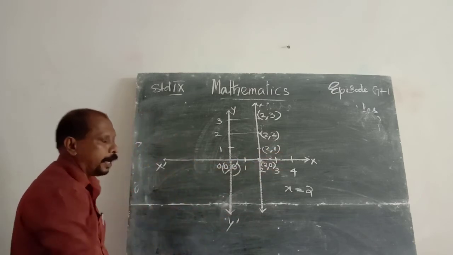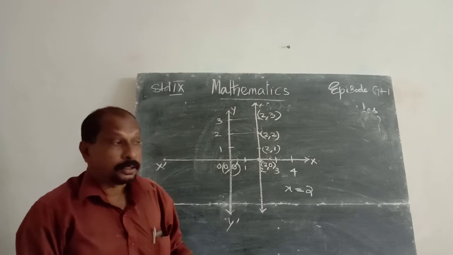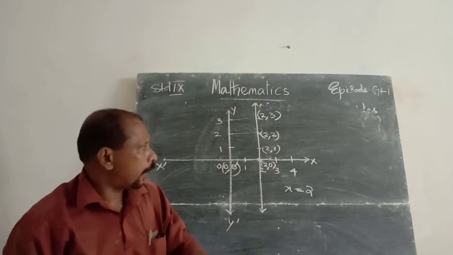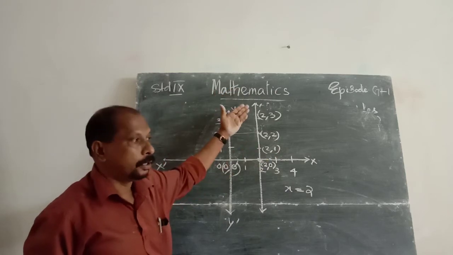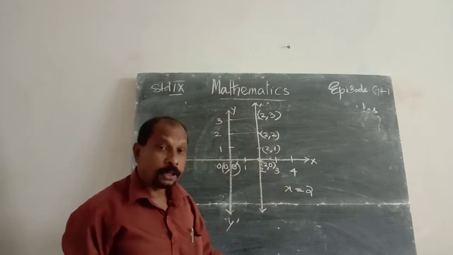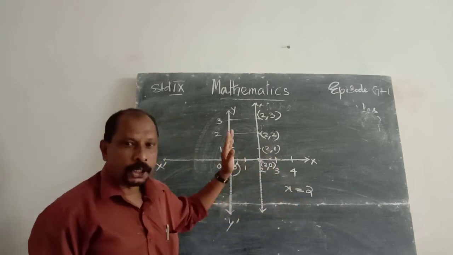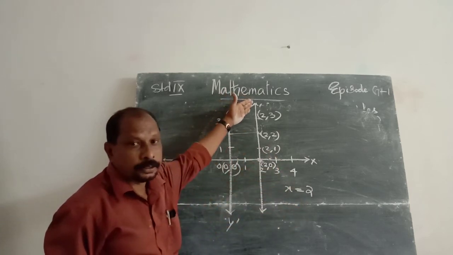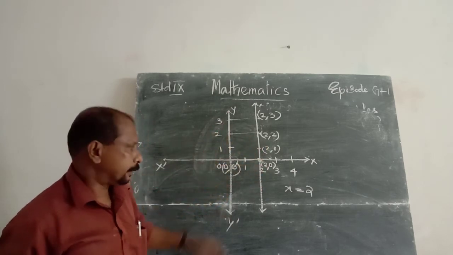Therefore, there is a line. This line is x equal to 2, which means that the x-coordinate of all the points, or all the solutions of that equation, is equal to 2. Therefore, x is equal to 2 is the equation of that vertical line, which is parallel to the y-axis.